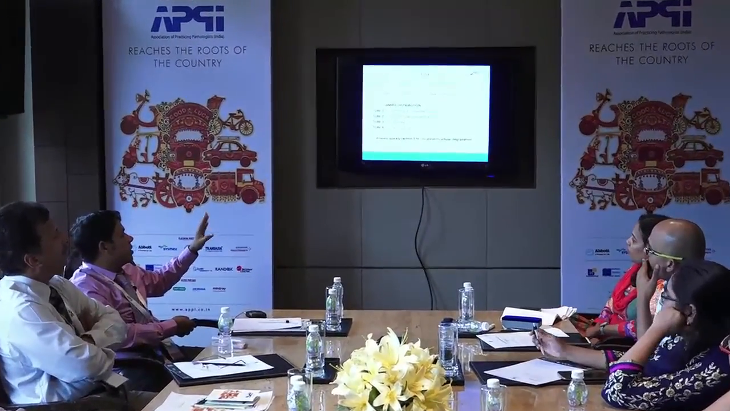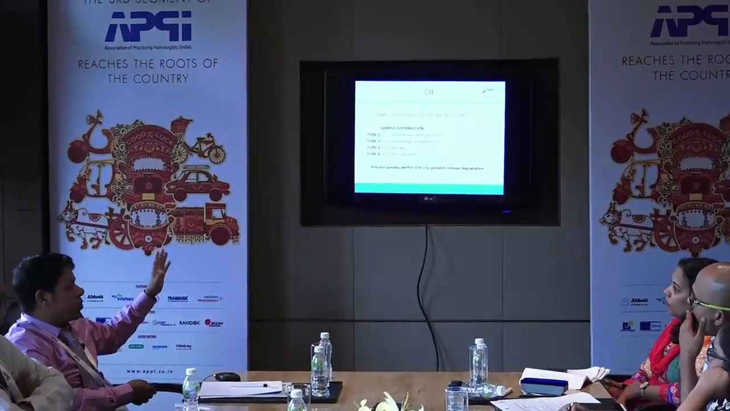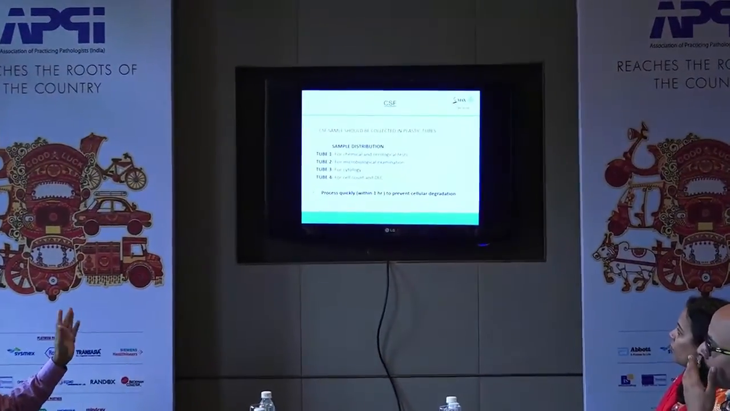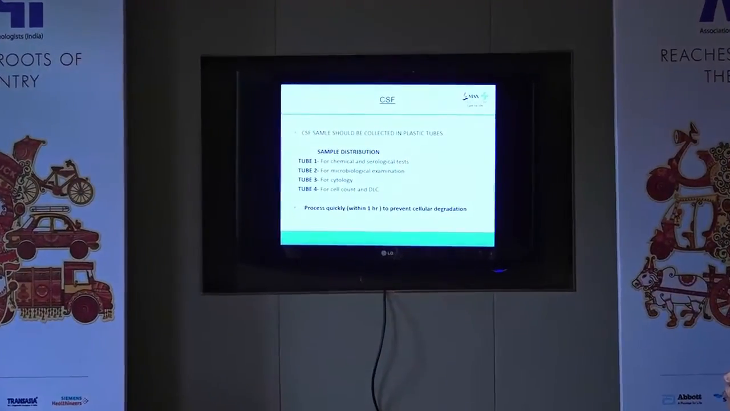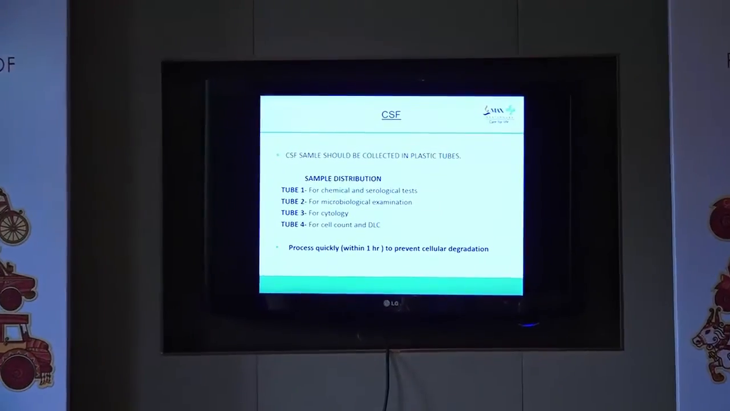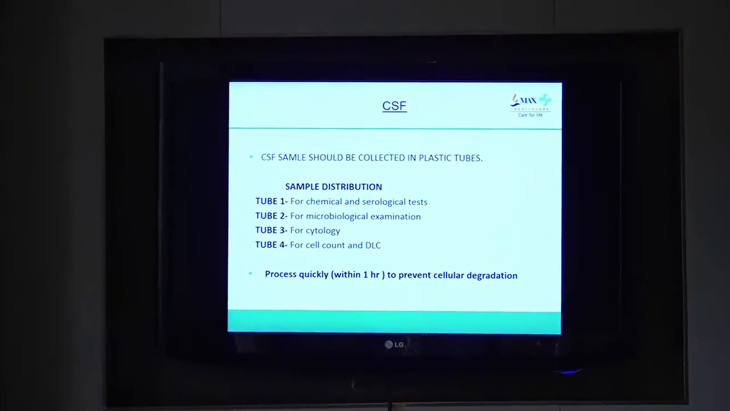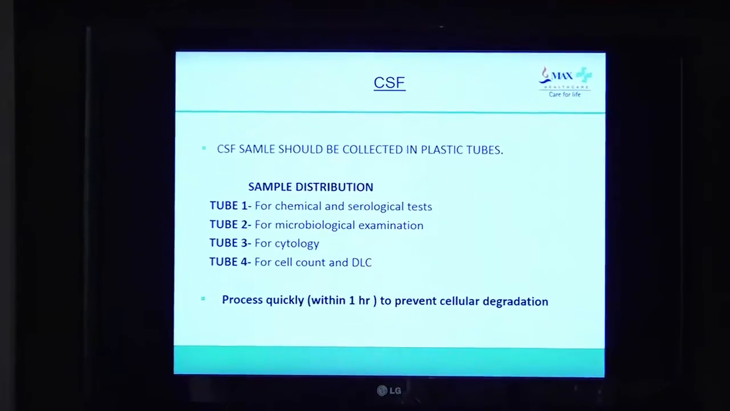Similarly, in CSF, we all know we collect the CSF in 4 tubes. One is for chemical and serological tests, second is for microbiological examination, third is for cytology, and fourth is for cell count or DLC. Sometimes we get 2, maybe one for microbiology and one for the rest of the things, and process quickly within 1 hour to prevent cellular degradation. This is another important key: within 1 hour you should process.